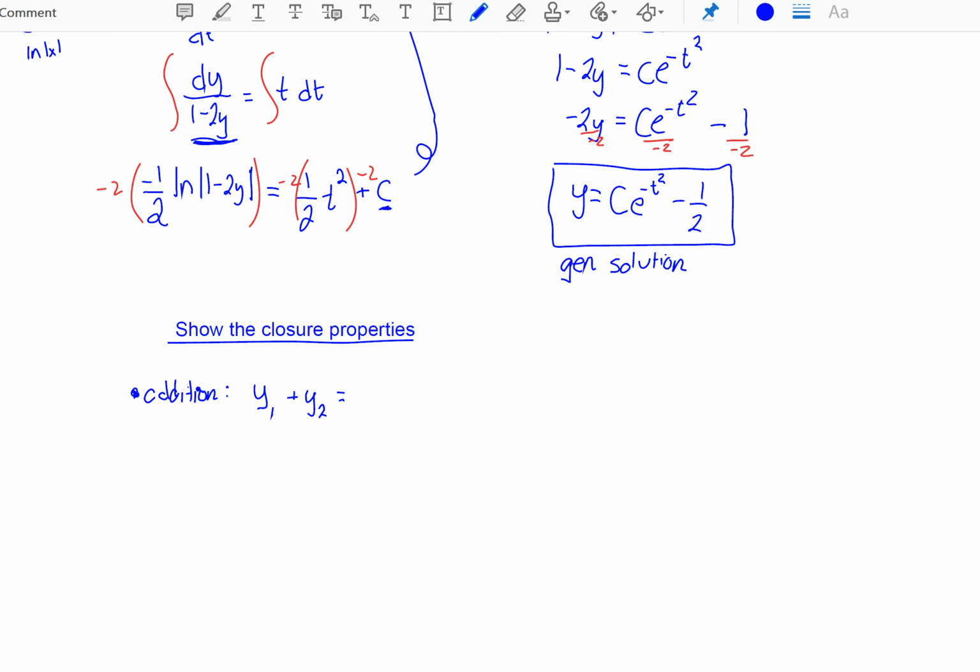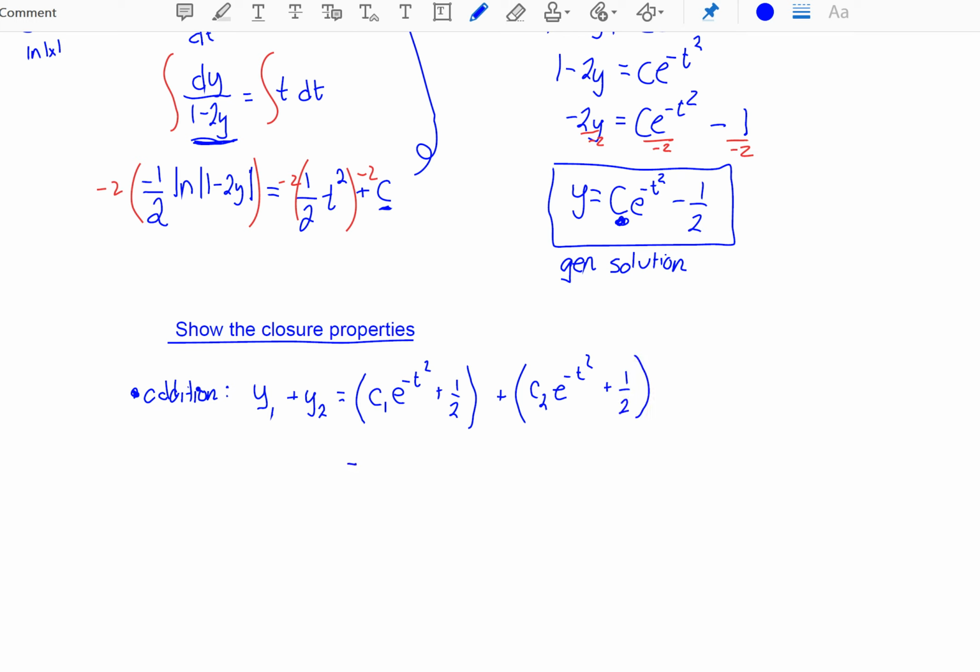Recall that y1 and y2 only differ by a constant c. That's from our initial condition. That's going to be from our IVP where we'd solve for c. So maybe y1 would look like some c1 e to the negative t squared plus 1/2. And maybe y2 would have a different constant. So let's call it c2 e to the negative t squared plus 1/2.